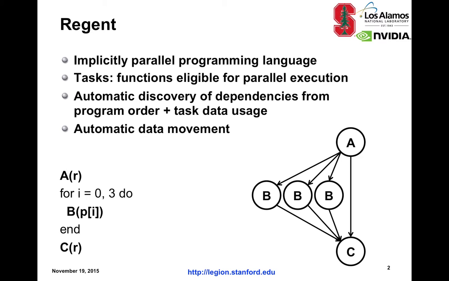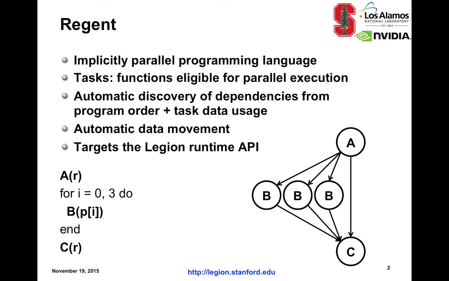We can also automate the data movement because the dependence graph accurately captures all of the data movement that needs to happen for each of these tasks to be able to run. And finally, we're going to do this by targeting the Legion Runtime API.